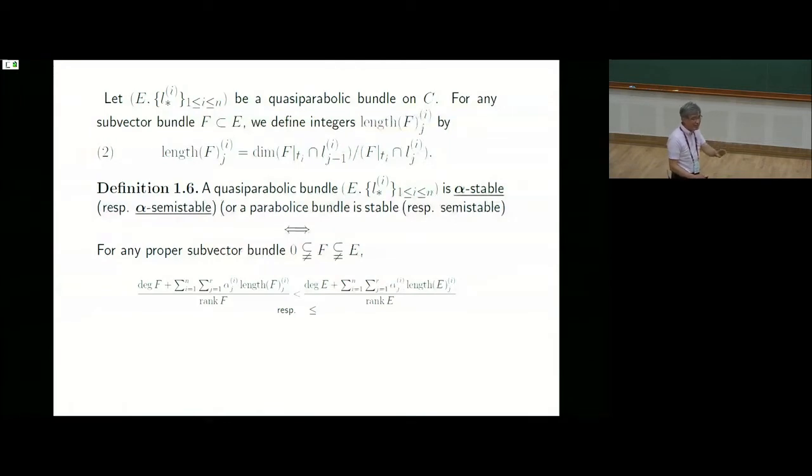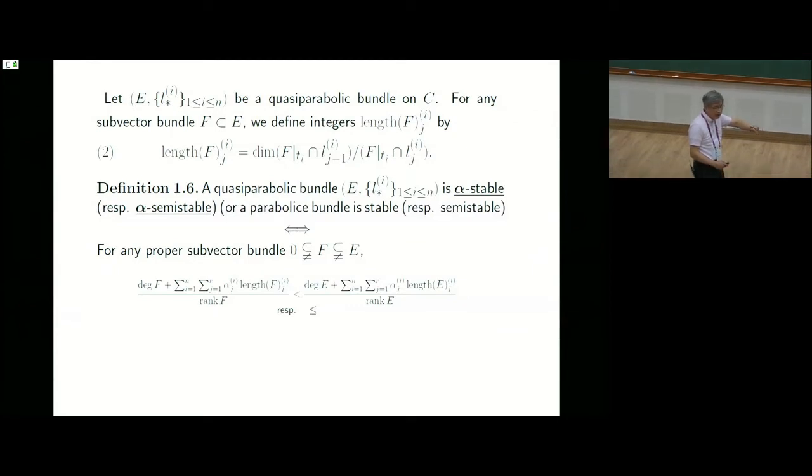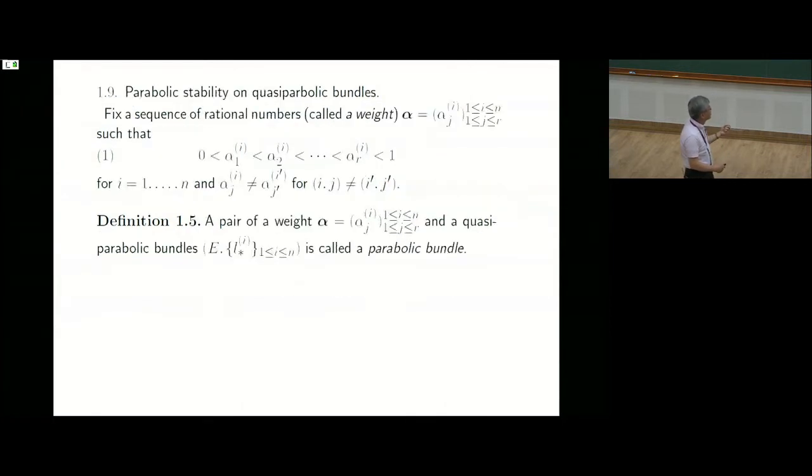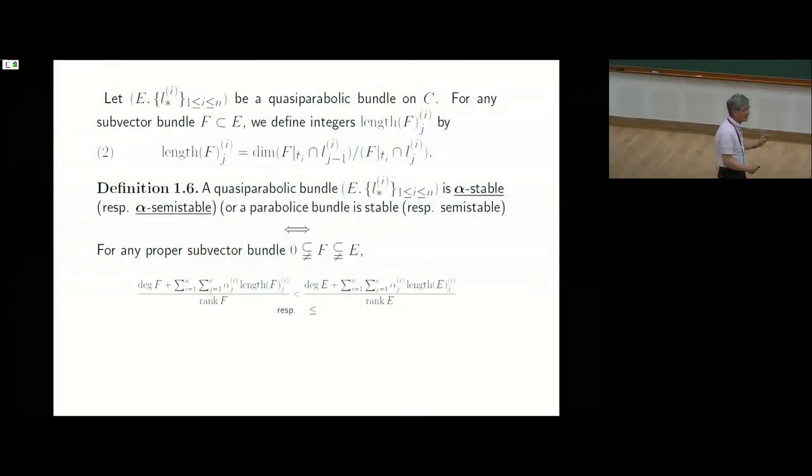It's rather difficult. There is some reason, and maybe there is some way of introducing good metrics on the quasi-parabolic bundle, and you have some orders of increment of the length. So that is something like a weight. But in this case, I just take any real number between 0 and 1, and it's a sequence of rational numbers. But you can always take rational numbers for simplicity, just for a technical reason.